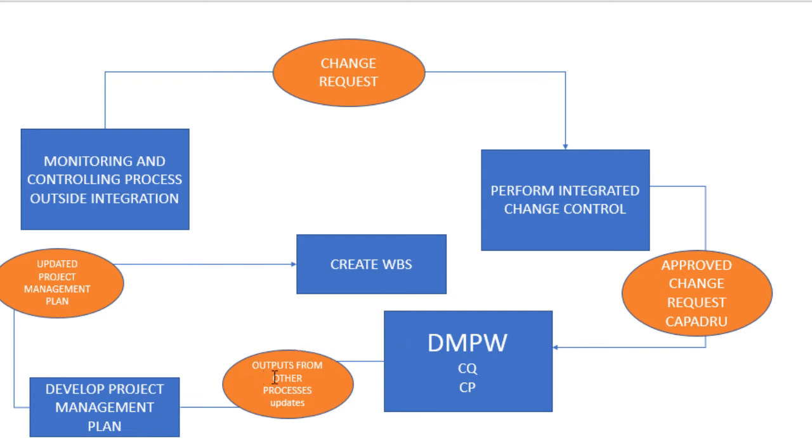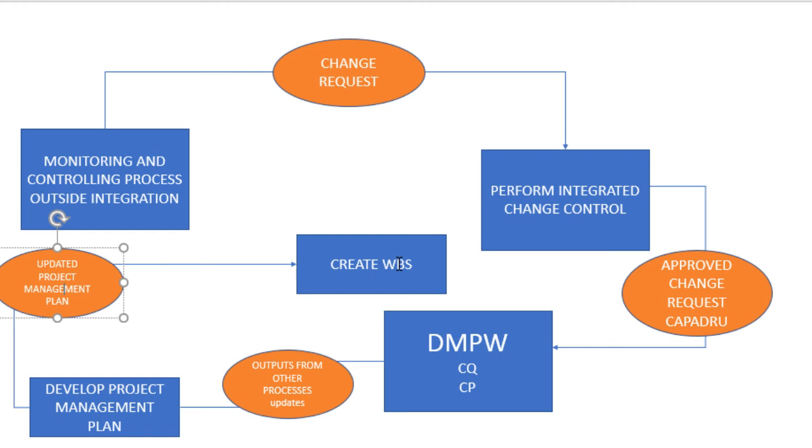And then outputs from other processes in the form of project management plan updates and so on, those come from here and many, many other places. But ultimately, the bottom line is those updates then get funneled into develop project management plan. You get a new, updated project management plan. It goes to all these other places and the project continues.